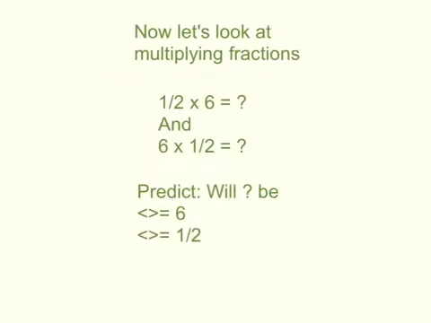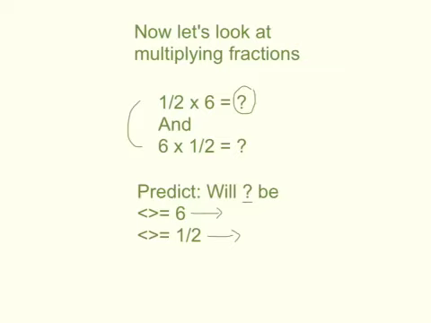But now let's look at multiplying fractions and see what that means. If I have 1/2 times 6 and it equals some number, we're going to just put a question mark. Or we can reverse it again using the commutative property: 6 times 1/2, what does that look like? Well, let's predict what my product will be. Will it be greater than, less than, or equal to 6? Will it be greater than, less than, or equal to 1/2?